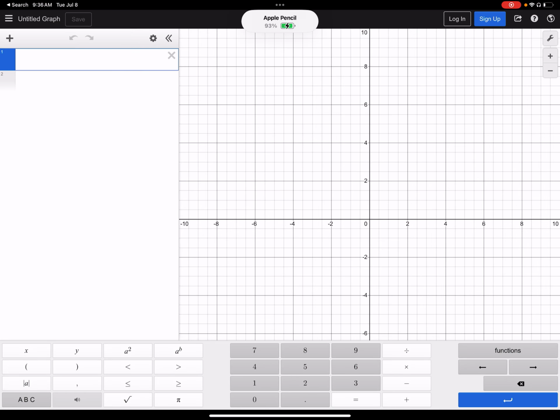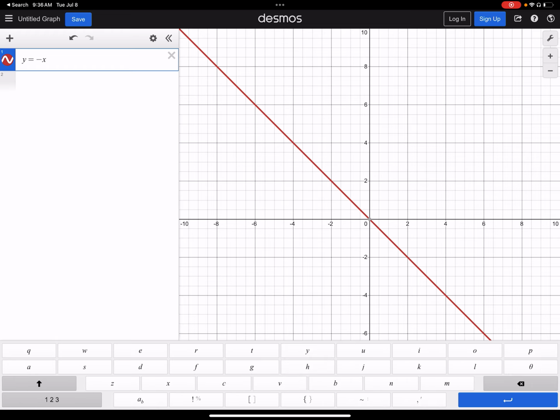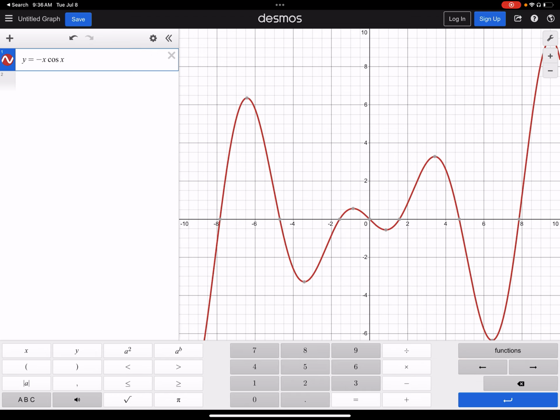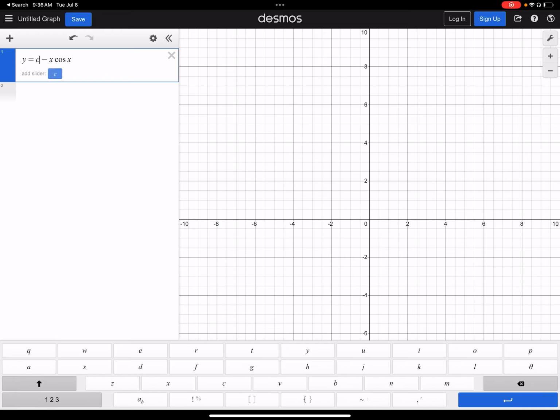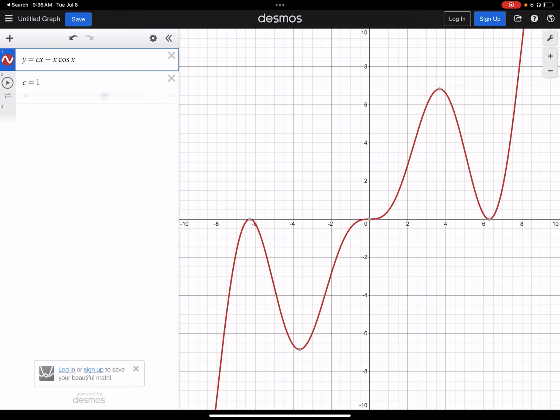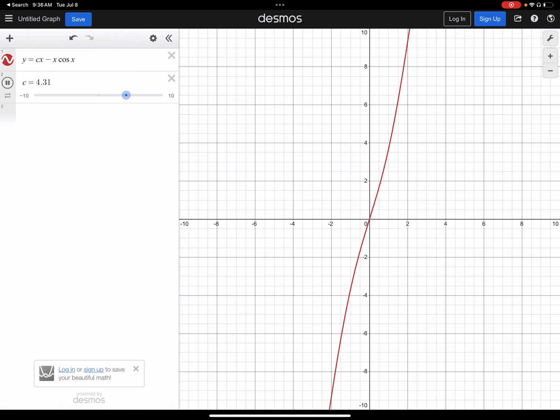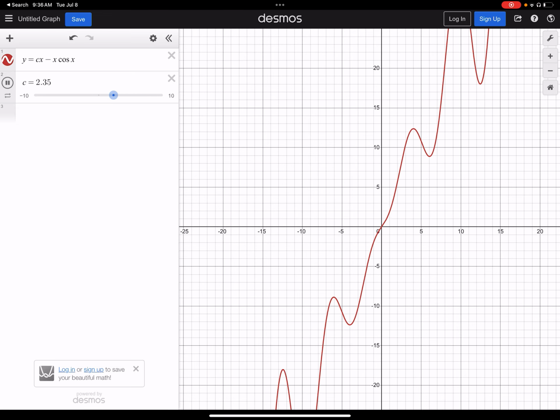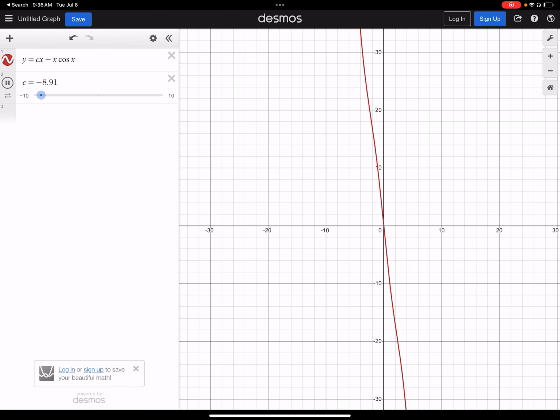Okay. So let's type in the first one we'll do is y equals minus x cosine x. Okay, cool. And then actually, let's go ahead and just take a look at it like this. We're going to put a c here, c x, and then add a slider. Now we can take a look at it. So take a look at the solutions. It's going to start at c of 1, and I'm just going to have it go through negative 10 to 10 so we can see what happens with the solutions. See, it's pretty crazy actually.